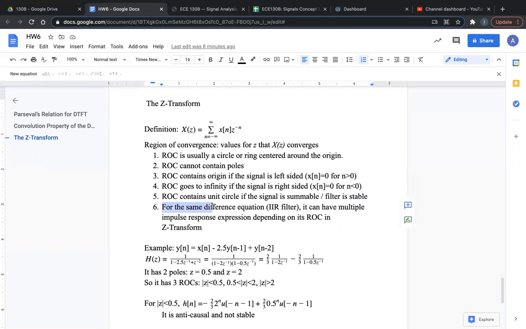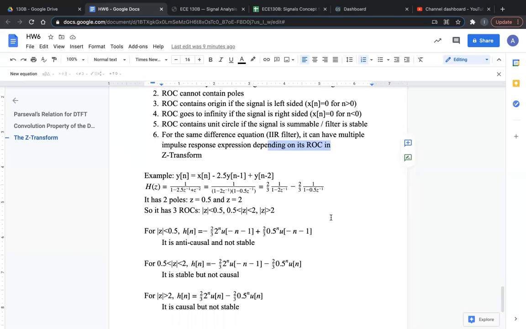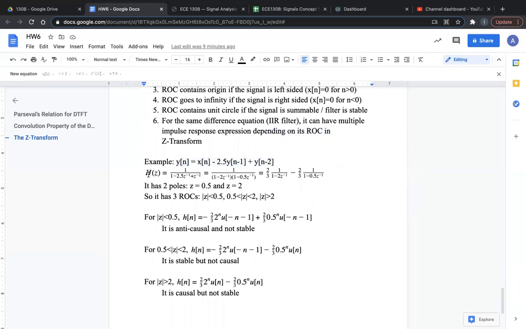For the same difference equation, or IIR filter, it can have multiple impulse response equations depending on the ROC of the transform. Here is an example where this IIR filter has the following Z transform. However, it has three possible choices of region of convergence.